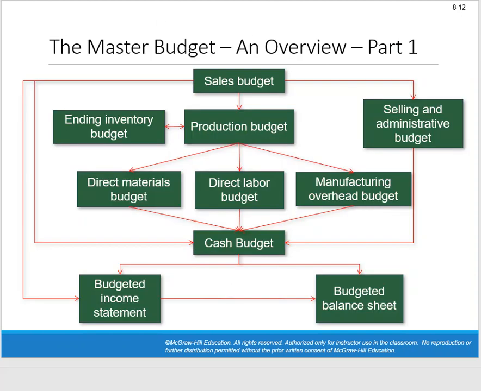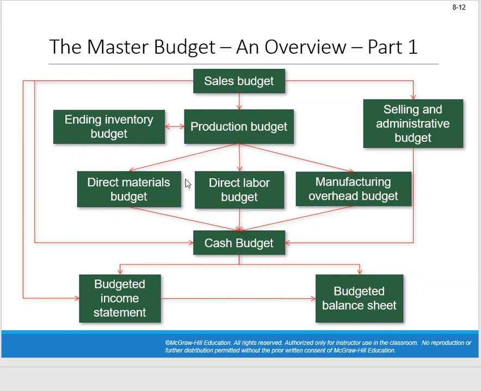So this slide here, you might want to refer back to this slide 8-12. This is essentially the roadmap of the master budgeting process that we're going to be doing. I do want to note that it starts up here with the sales budget. So that's an important thing. We're going to start by setting a sales goal, and then everything else is going to fall in place after that. So we do a sales budget, which will tie into our selling and admin budget. The sales budget is going to push a production budget, which oddly ends in an ending inventory budget. Kind of a strange thing to budget for, but you'll see why we do that in a moment.